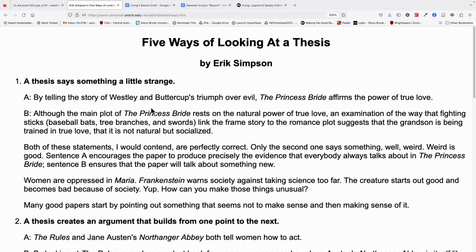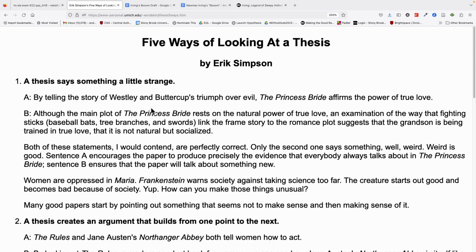The second thesis is much more interesting because it's telling the reader something that they don't already know, or it's suggesting something that needs to be demonstrated. So the problem with thesis A, in part, is that right away anyone who reads it can't really argue with it on the basis of their own understanding of the story.